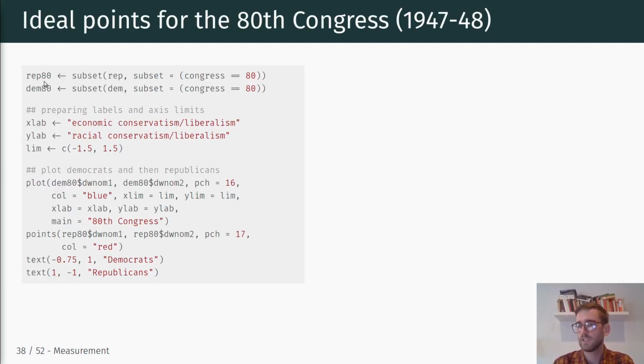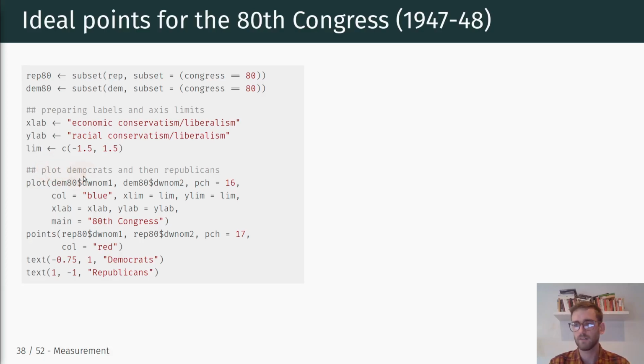Then within the Republican and Democratic subset, we're subsetting again to focus only on the 80th Congress from 1947 to 1948, and that is again using this logical statement that Congress is equal to 80. Okay. Then we're preparing the labels and axis limits. We're just saving those in a separate object so that we don't have to type them out again and again, because we're going to create multiple plots and we don't want to repeat ourselves all the time.